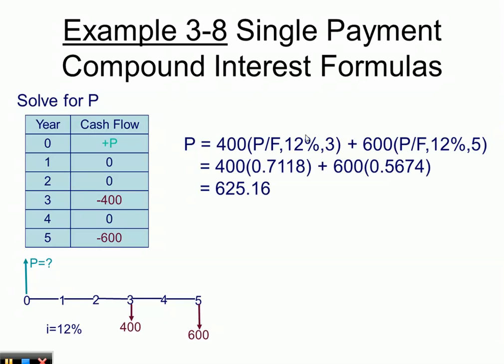We're finding the 12% page, finding row 3 and column P given F, and plugging it in here. And the same here, P given F for 12% in year 5, plug it in, and then adding them together gets us to this. So that's pretty simple.